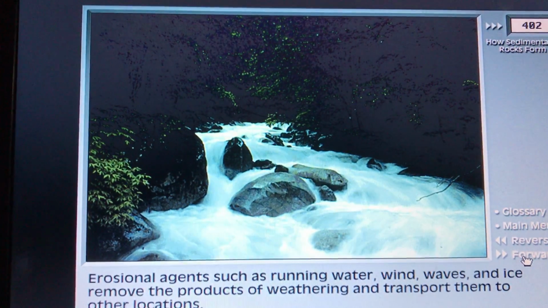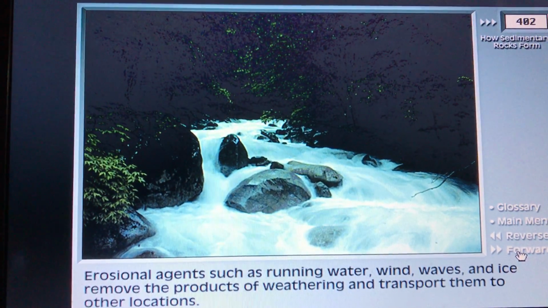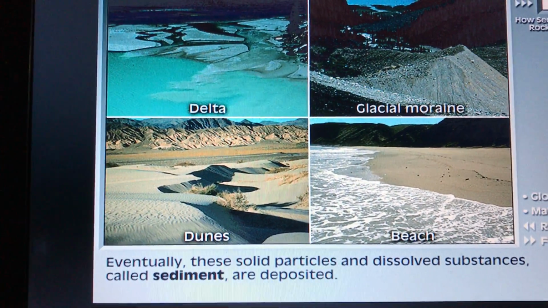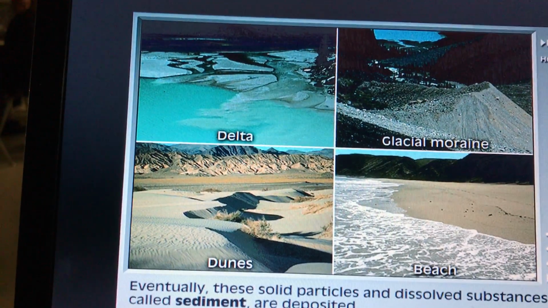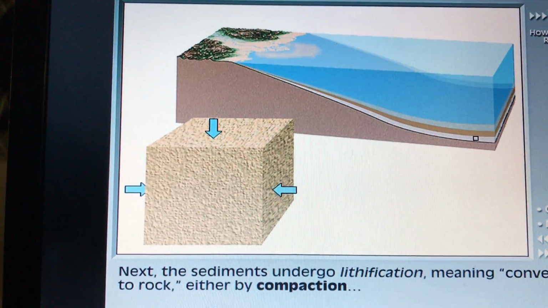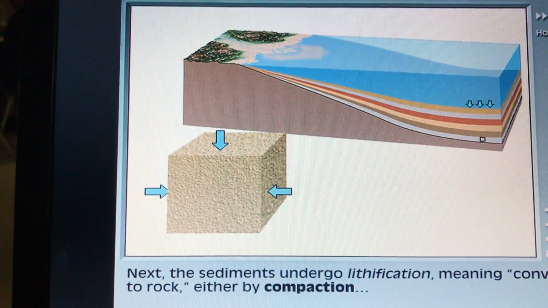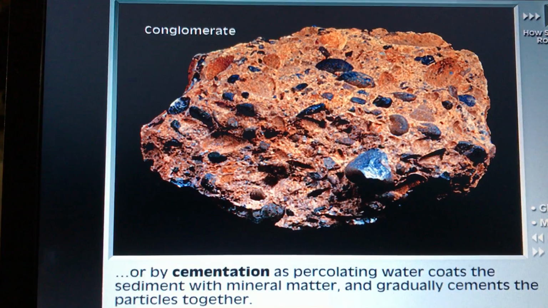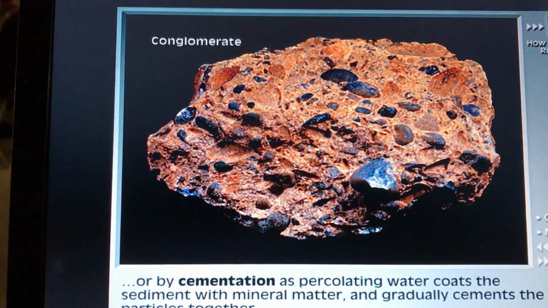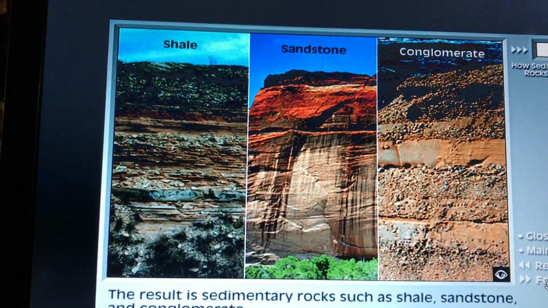Erosional agents such as running water, wind, waves, and ice remove the products of weathering and transport them to other locations. Eventually, these solid particles and dissolved substances called sediment are deposited. Next, the sediments undergo lithification, meaning conversion to rock, either by compaction or by cementation, as percolating water coats the sediment with mineral matter and gradually cements the particles together. The result is sedimentary rocks, such as shale, sandstone, and conglomerate.